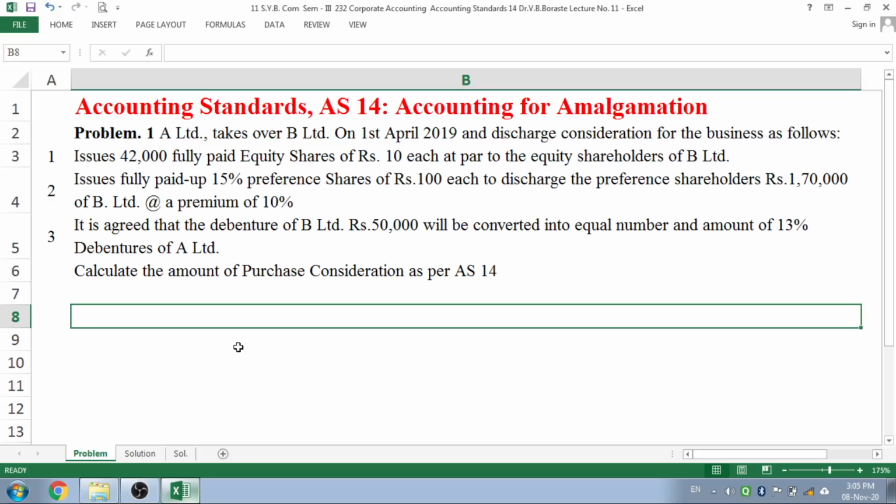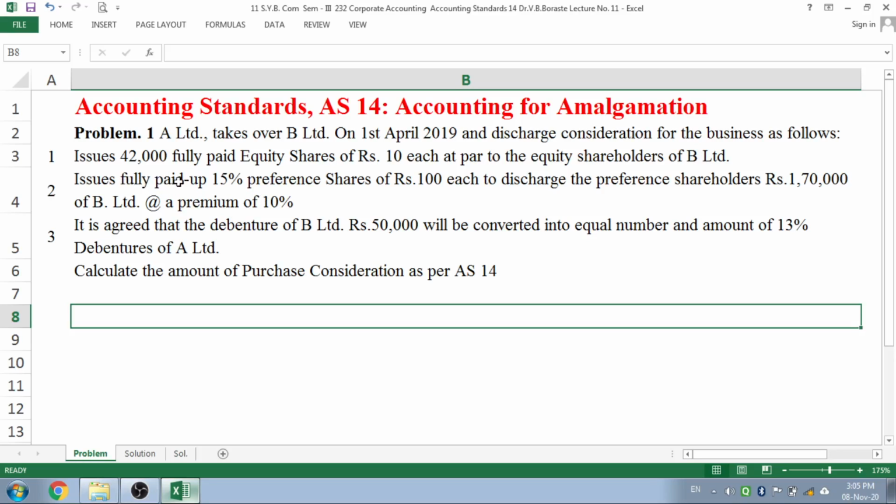So here is the example of accounting standard 14, that is accounting for amalgamation. A Limited takes over B Limited on 1st April 2019 and discharges consideration for the business as follows. Issue 42,000 fully paid equity shares of rupees 10 each at par to the equity shareholders of B Limited.